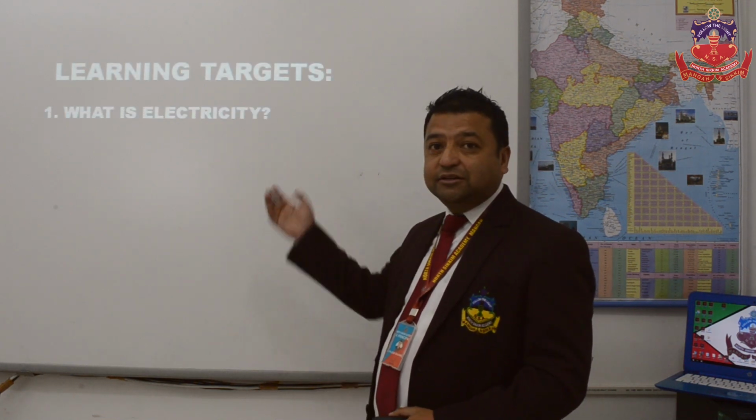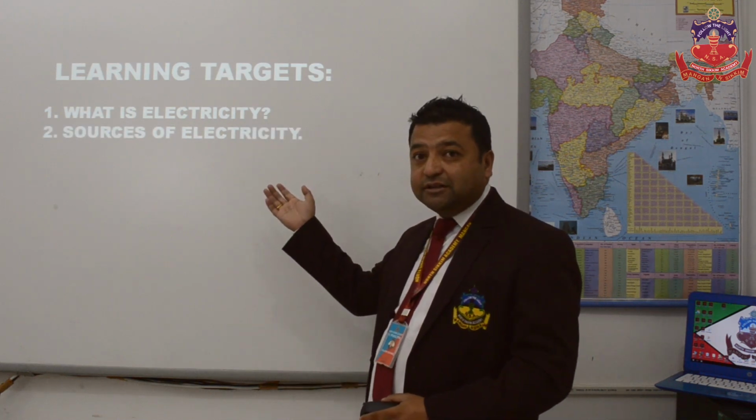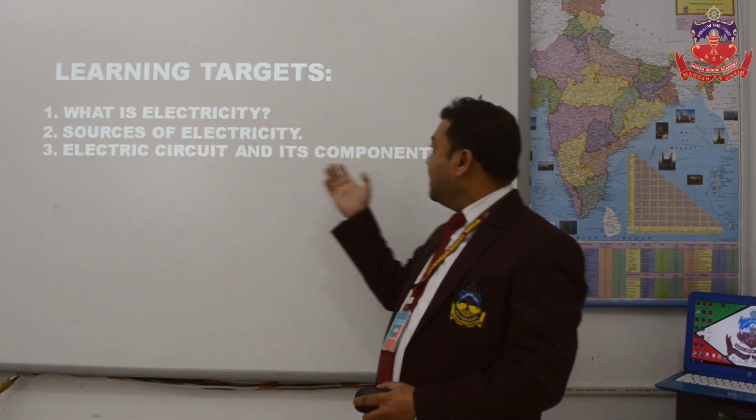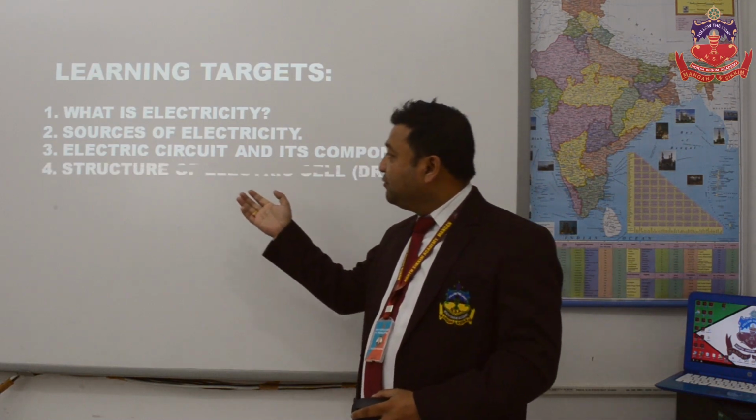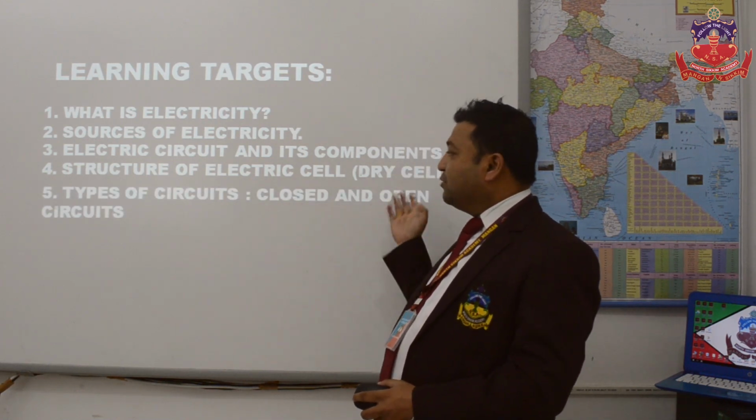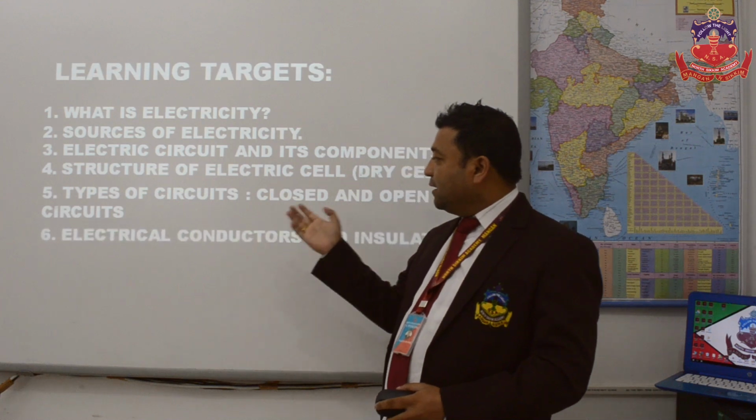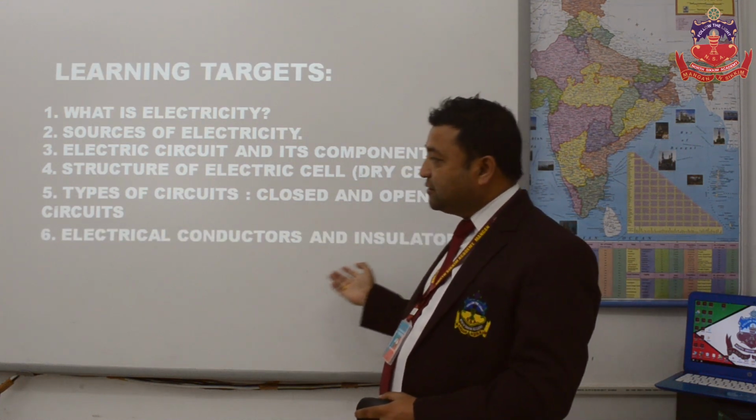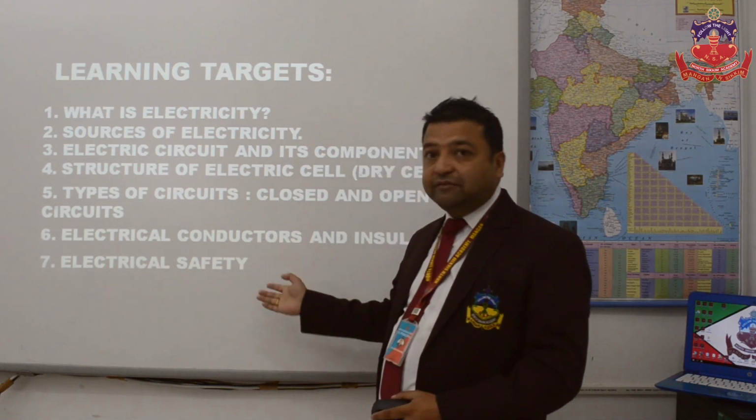Today we are here for video class of class 6 for North Sikkim Academy. The topic for discussion is electricity and circuits. In this chapter you will learn about what is electricity, sources of electricity, electric circuit and its components. And number 4, structure of electric cell or dry cell, types of circuit, closed and open circuits, electrical conductors and insulators, the electrical safety.